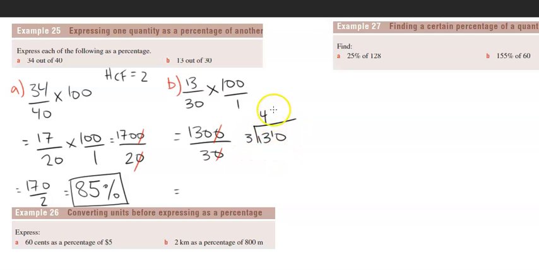3 into 10 is 3 with 1 remainder. We end up getting a bit of a pattern here, recursion. 3, 3, and this keeps going. So this will be 43.3 with a little dot on top to indicate it is a recurring decimal percent.